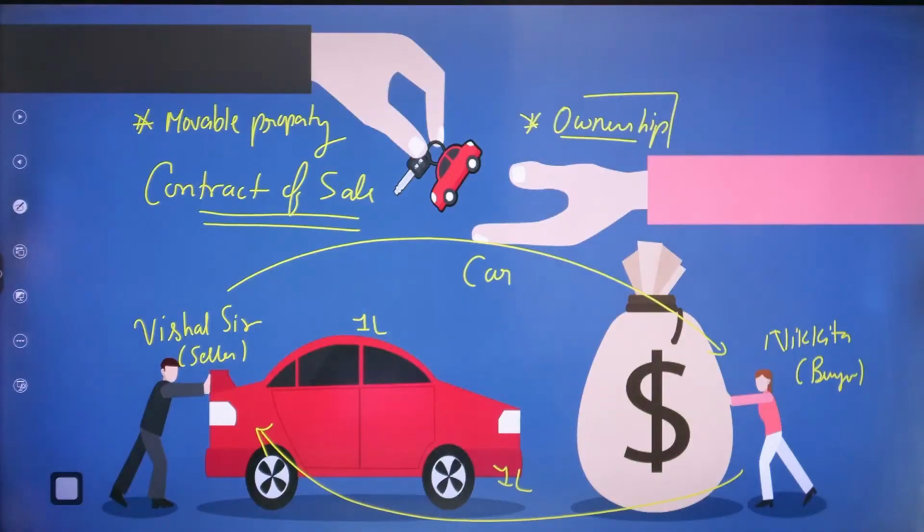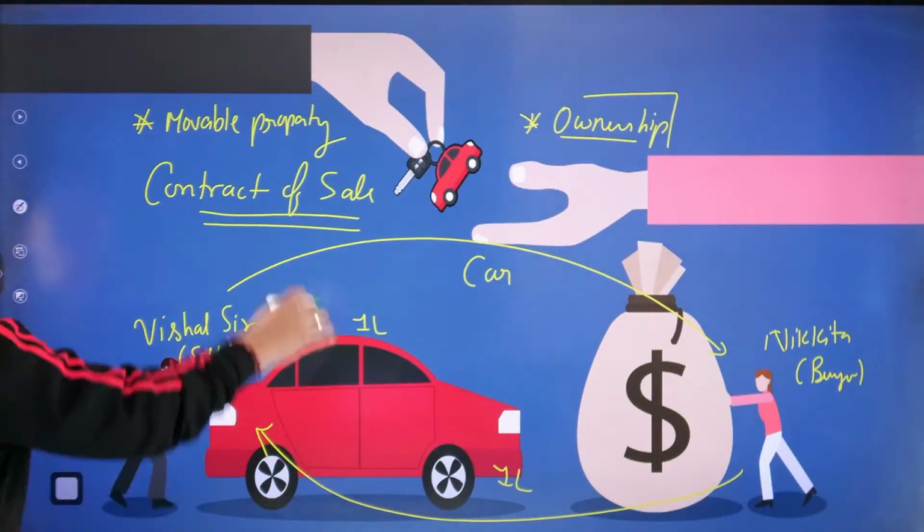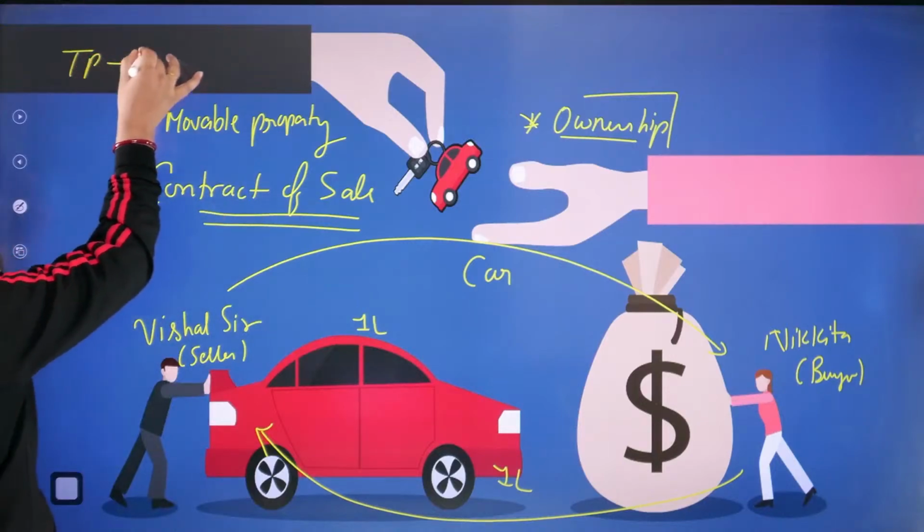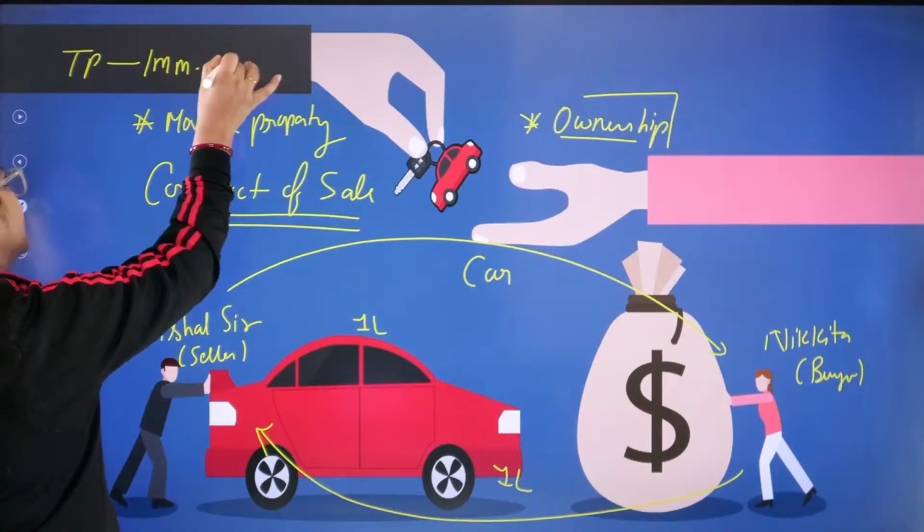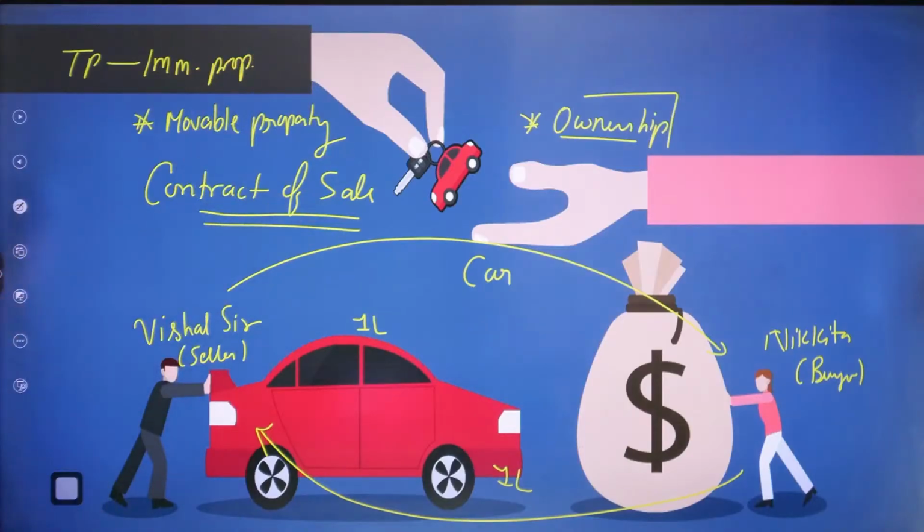And if I ask you which act deals with immovable property, we have the Transfer of Property Act, which deals with immovable property. See, class, this is the exact definition. Is that okay? Please see this diagram, that is important. Any doubt? If you have a doubt, you can please ask in the comment box.